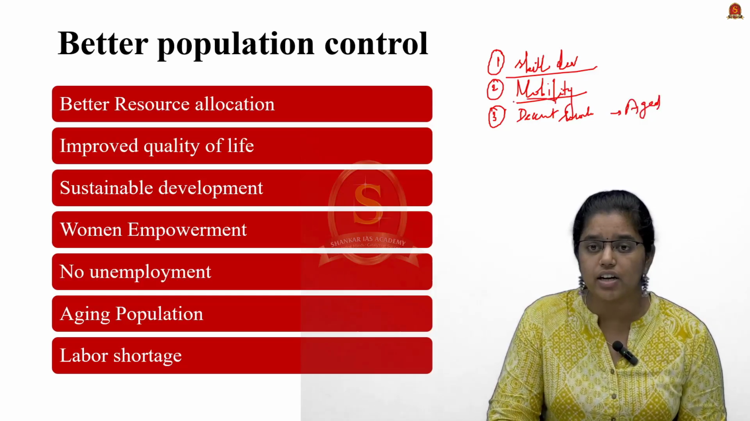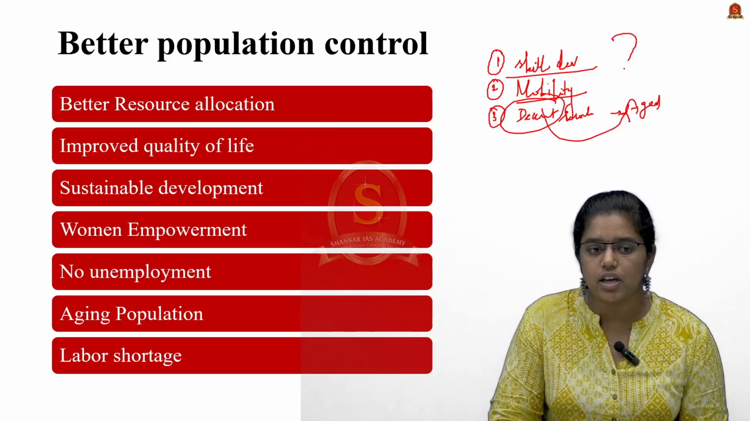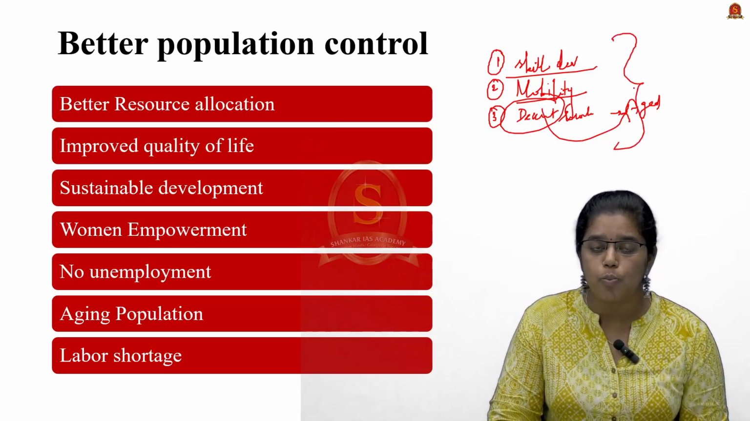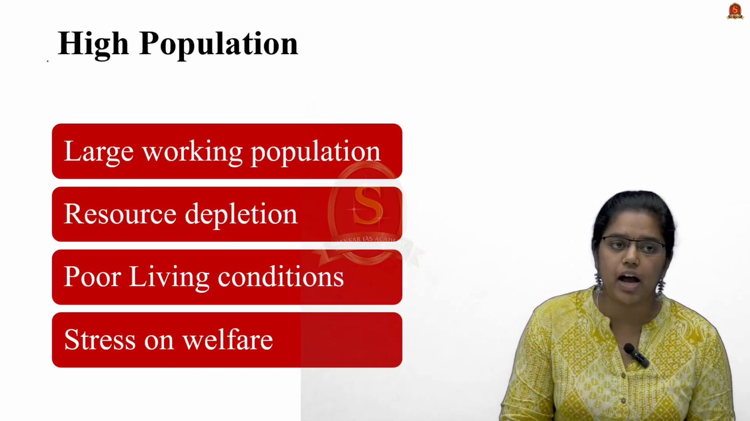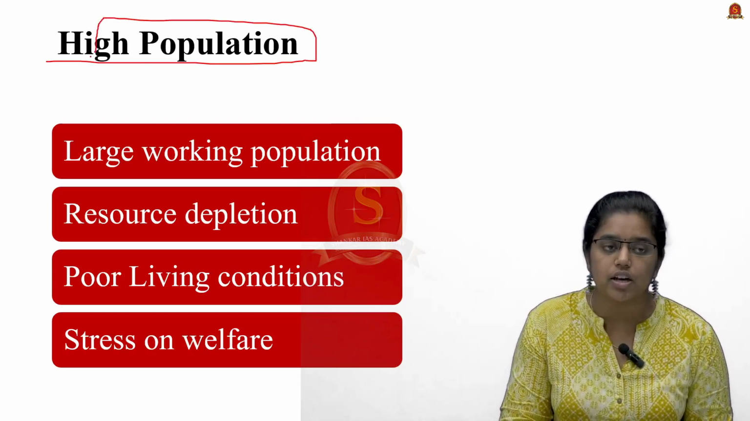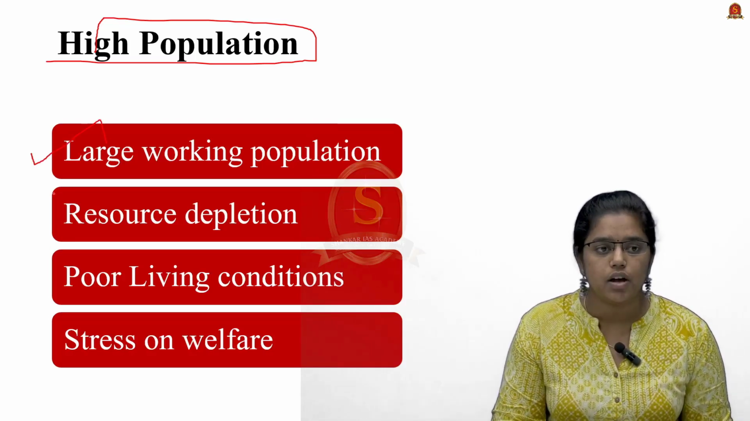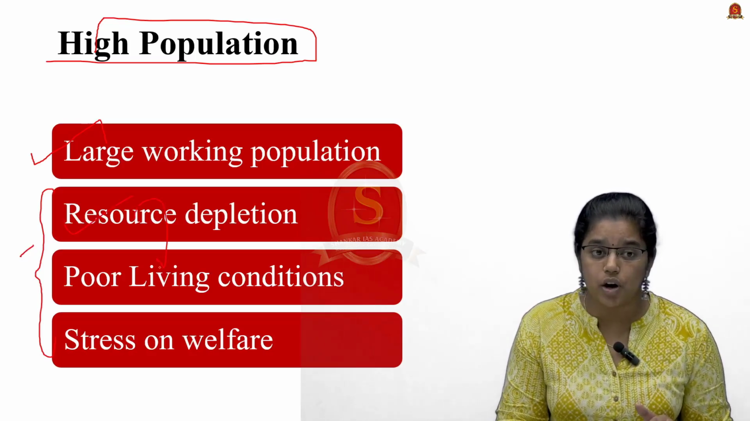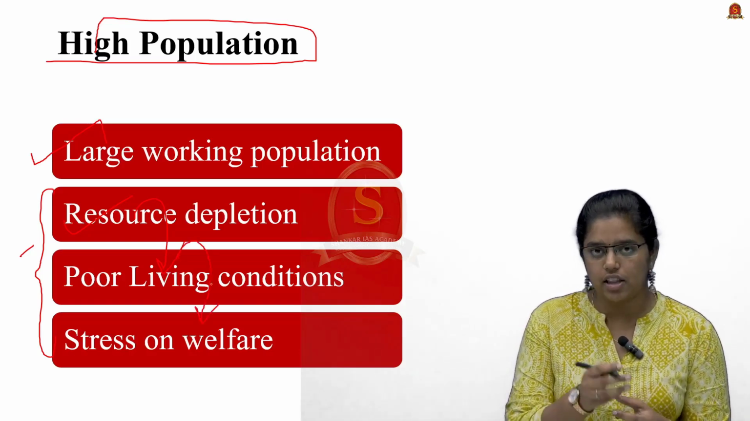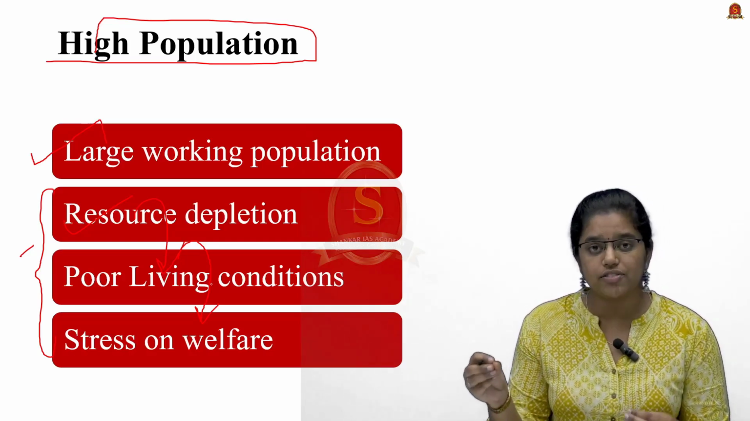So by providing decent work to the aged population, we can also deal with the labor shortage in the low population density regions. And talking about the regions with high population and high population density, the advantage is that they have a large working population, but other disadvantages include depletion of resources, which is causing poor living conditions, and it is also causing stress on welfare such as health and education. Because of high population density, there is less access to all these welfare schemes.